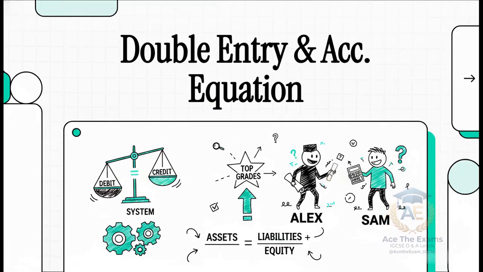Welcome to this explainer. Today we are diving deep, and I mean really deep, into a topic that absolutely defines your success in the Cambridge AS and A-Level Accounting 9706 syllabus. We're talking about the double entry system and the accounting equation.